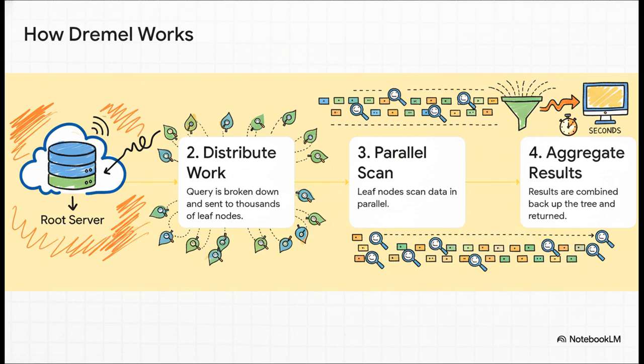So here's a quick look at how that massive parallel processing actually works. You've got a root server that gets your query, and it basically acts like a project manager. It shatters the job into thousands of tiny pieces and shoots them out to these worker leaf nodes. They all scan their little piece of data at the same time, in parallel. Then the results are all gathered back up the chain and sent back to you. The crazy part, this often happens in just a few seconds.